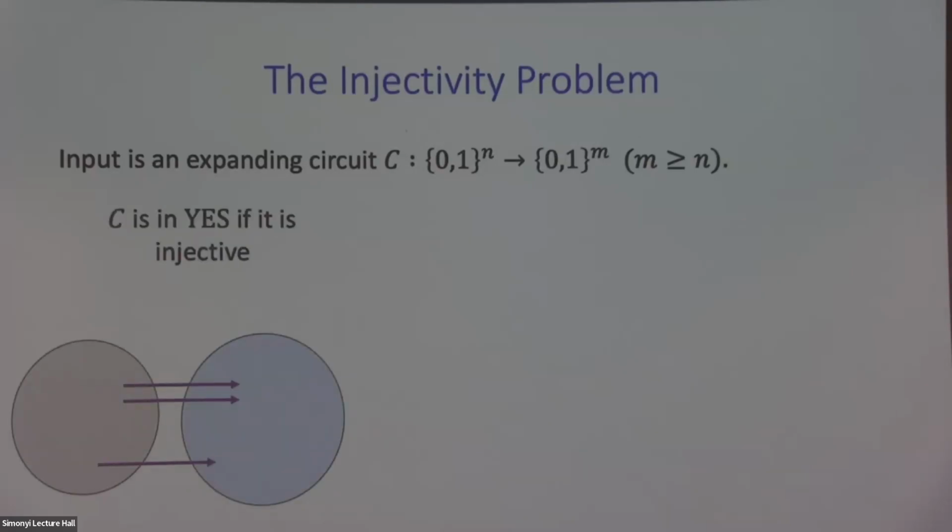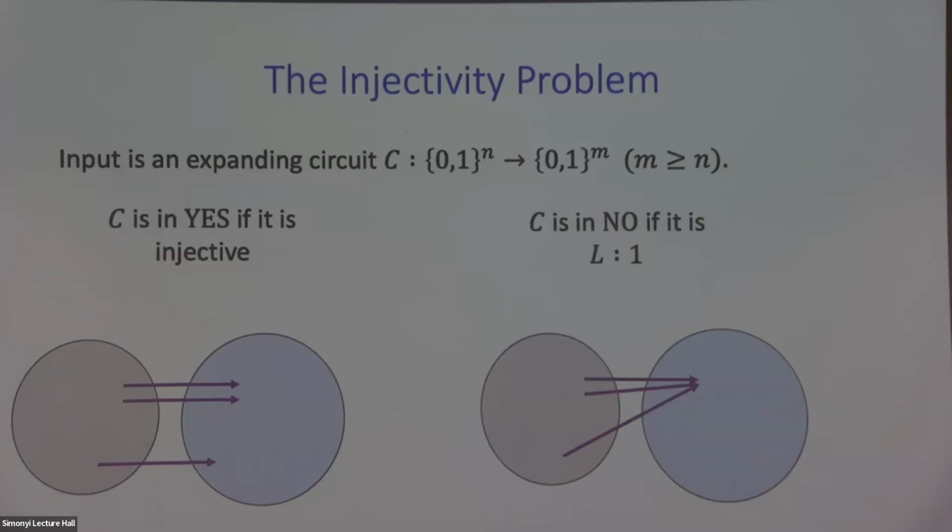And the question that I ask you is a promise problem. The yes case would be that the circuit is injective. The circuit should be larger, right, because m is bigger. That's the yes case. And the no case is that it's highly non-injective, in the sense that it's L to 1, where L can be even a large parameter. Okay, the injectivity problem clear?